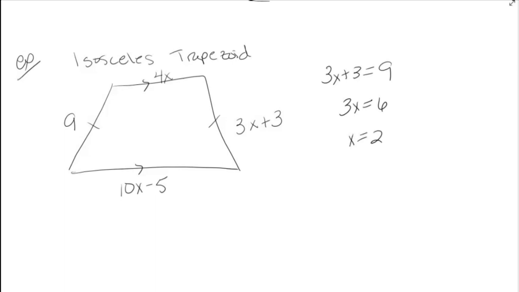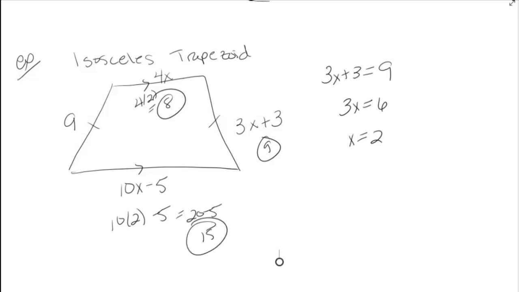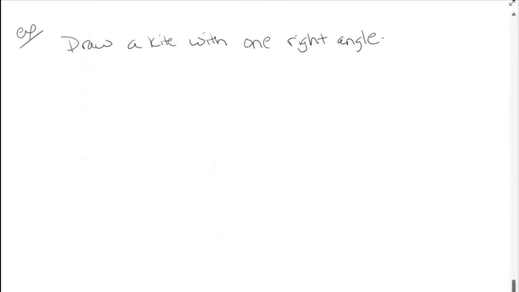All right, now that I have that, I can plug it in for the sides. Of course, this side has got to be 9. That's the way that we made it. But up here at the top, I know 4 times 2 then, of course, has to be 8. And down in the bottom, 10 times 2 minus 5 would give me 20 minus 5, and my answer would be 15.